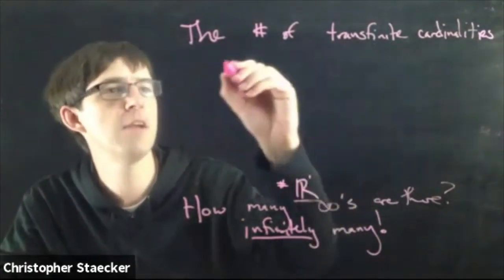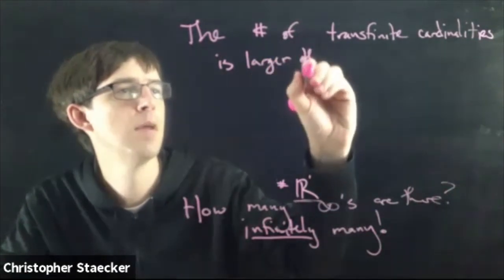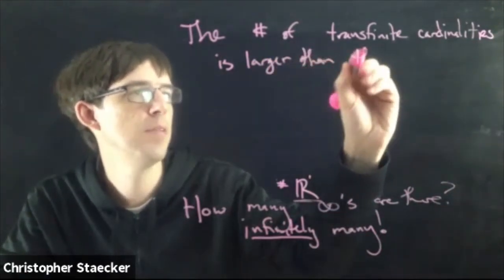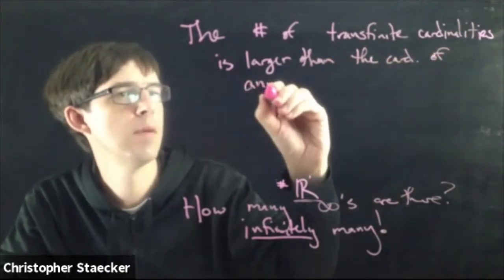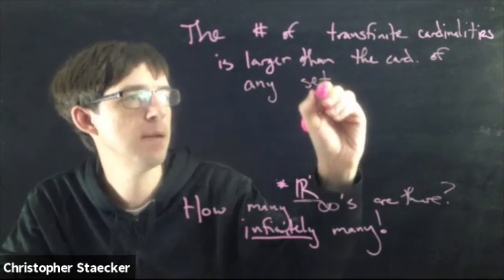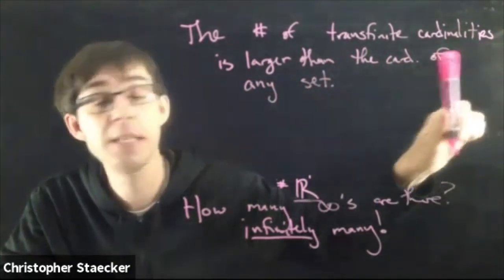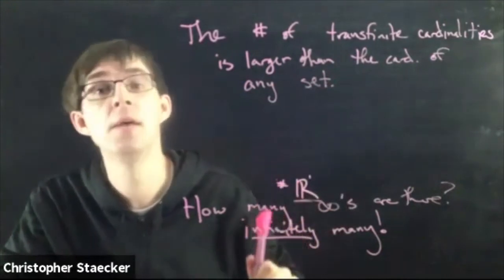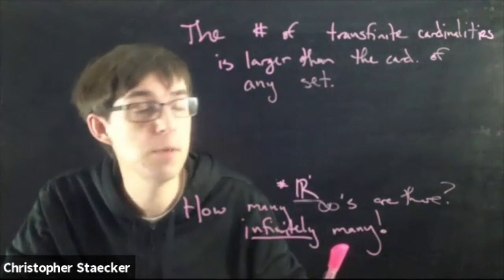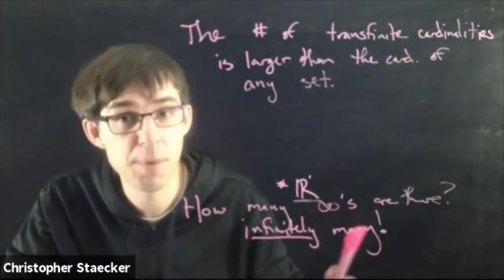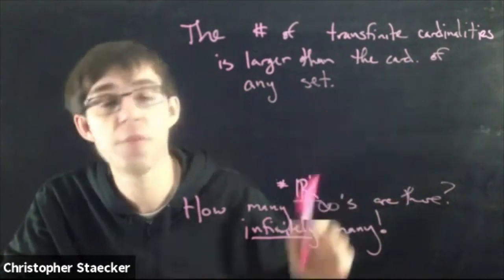The number of transfinite cardinalities is larger than the cardinality of any set. So the infinity that describes how many infinities there are, it's more than the number of things in N. It's more than the number of things in R. It's more than the number of things in the power set of the power set of the power set of N or anything. It's actually more than the number of things in any set.